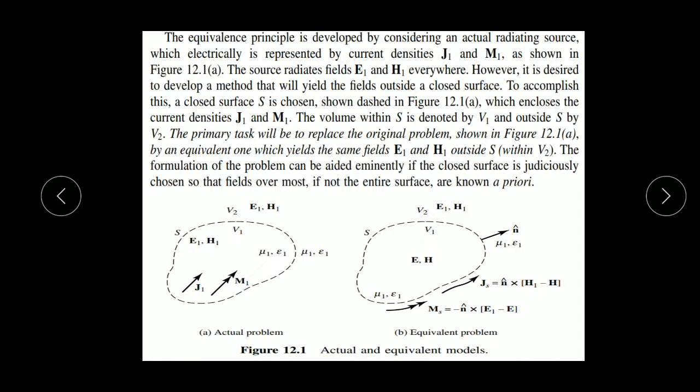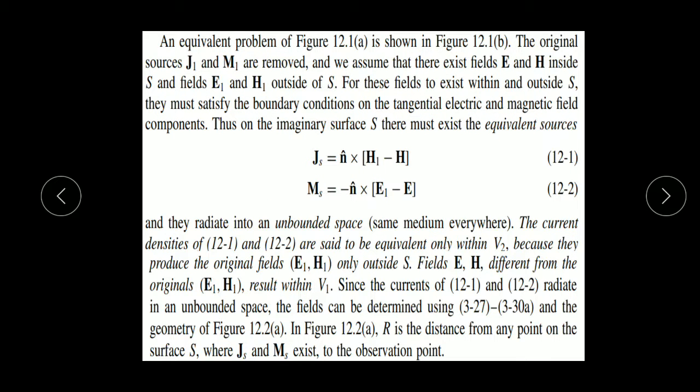Okay, and they radiate into unbounded space. The same current densities are said to be equivalent only within V2 because they produce the original field E1, H1 only outside S. Fields E, H different from the original E1, H1 result within V1.